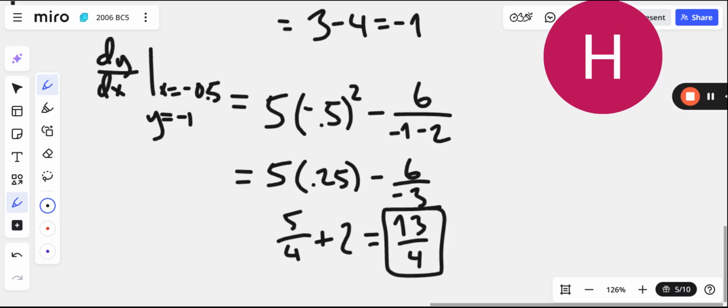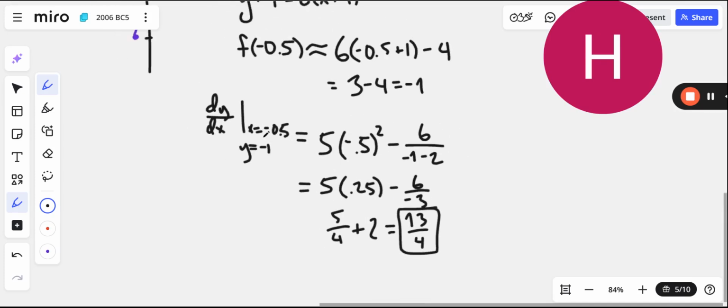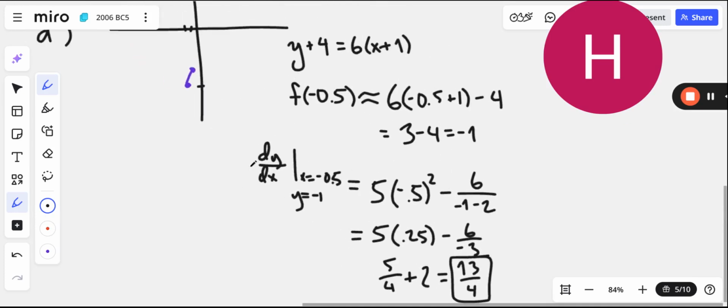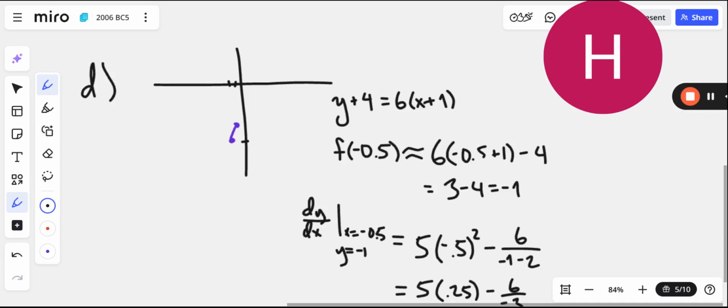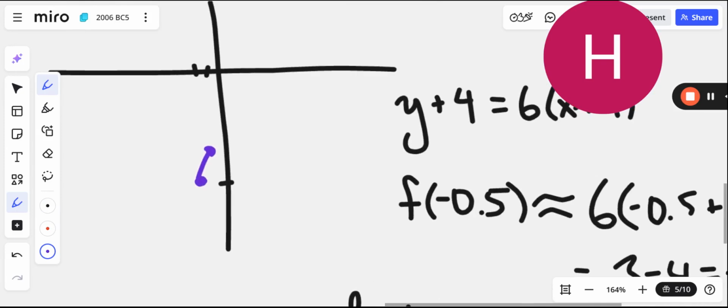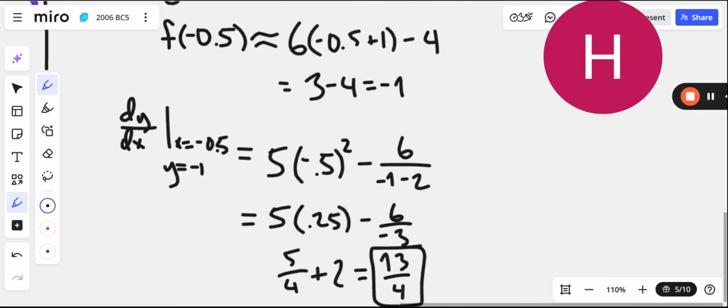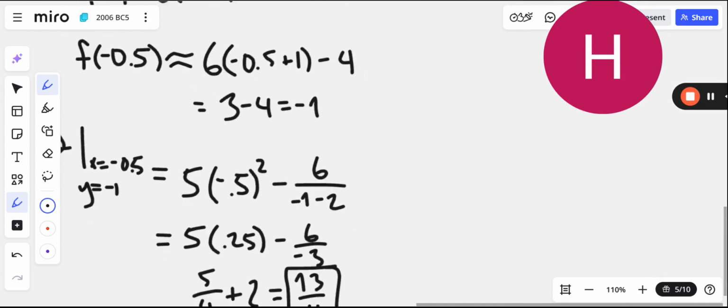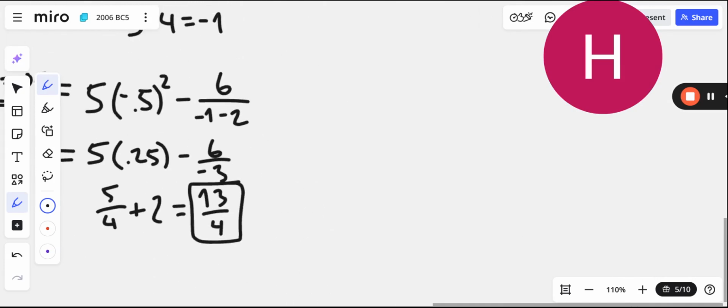Now this is the new slope when x equals -0.5 and y is -1. This might not be on the curve, but it's close to the curve. So we're going to use this slope now. It flattens out a little bit, to about 3.25. And now we're going to use that to get us to x equals 0. So we could say that the equation of this tangent line is something like y plus 1 equals 13 over 4 times (x plus 0.5).